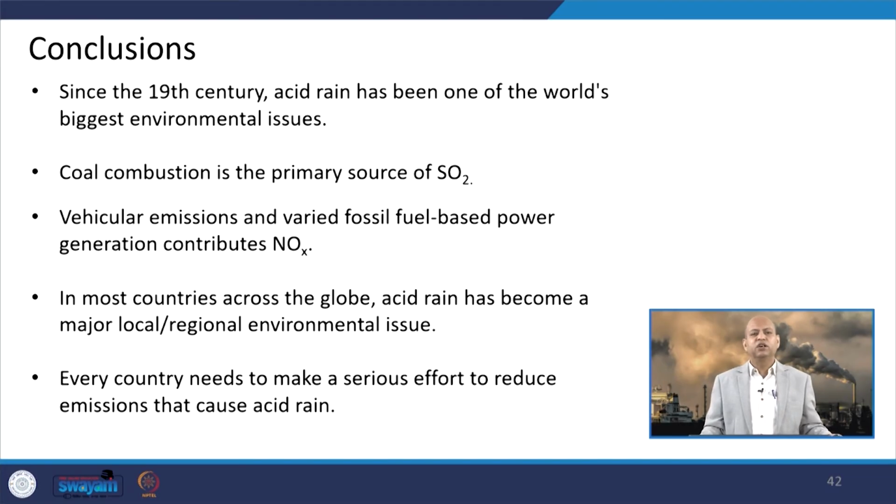In most countries across the globe now, acid rain has become a major local or regional scale environmental issue. So, every country needs to make sincere efforts to reduce the emissions of SOx and NOx, which are responsible for acid rain. So, acid rain can be reduced if we can control the emissions of causative factors like SOx and NOx. That is the basic thing in this particular lecture.